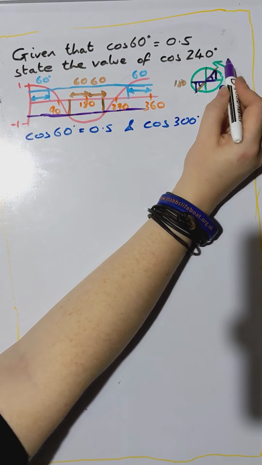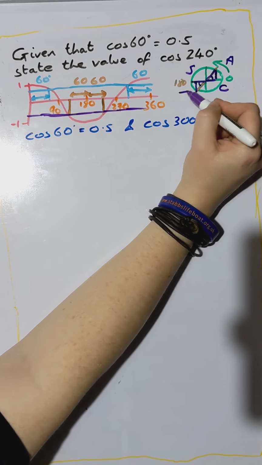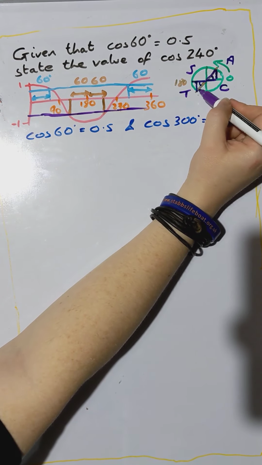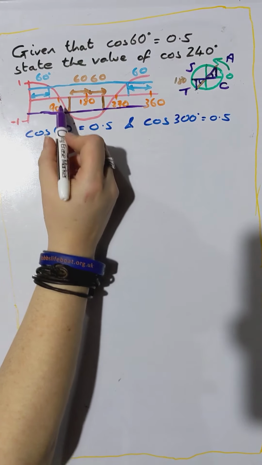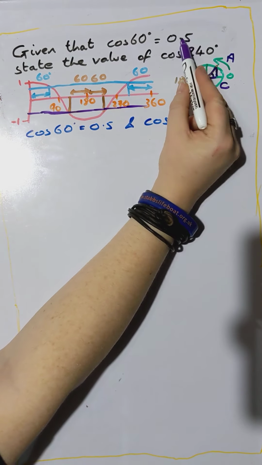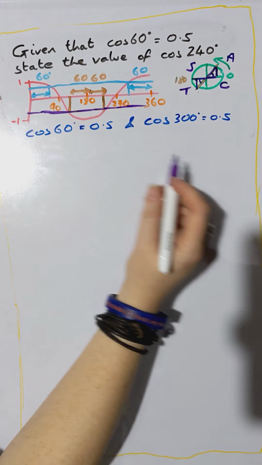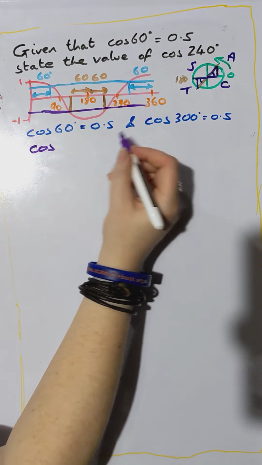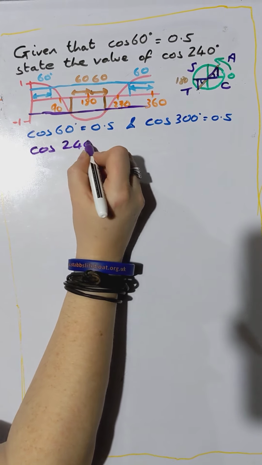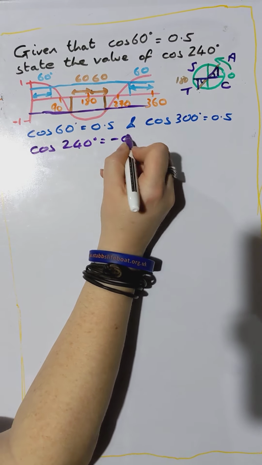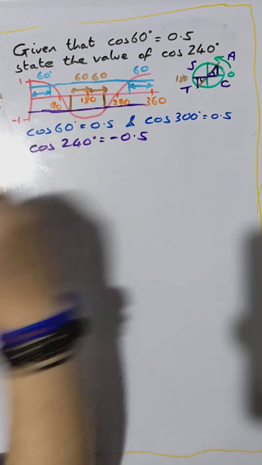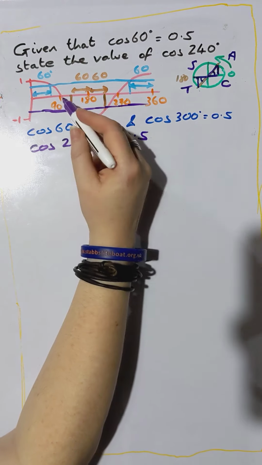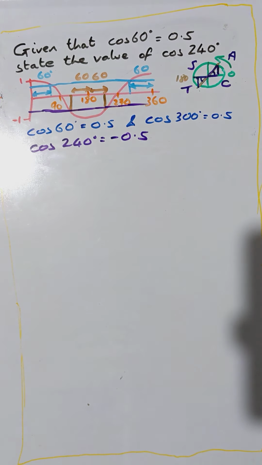Remember, CAST, C-A-S-T. Only tan is positive in this quadrant. So that tells us we've got a negative, and it'll be a negative 0.5. So we've got cos of 240 degrees equals minus 0.5. It also happens to be true that cos of 120 will also be minus 0.5.